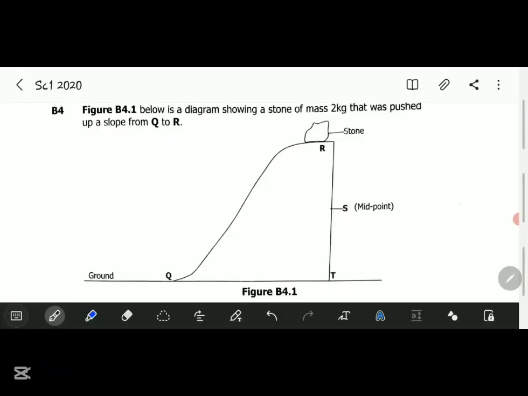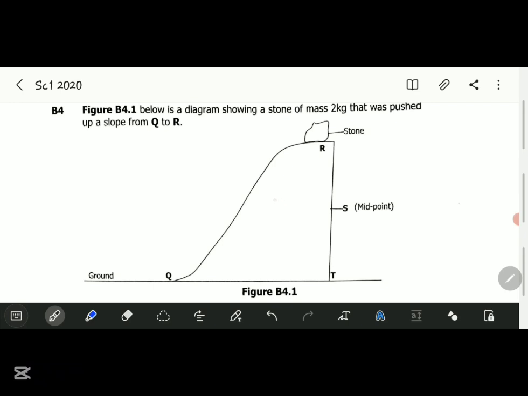In this video, we will be looking at the November 2020 Science Paper 1, question B4. Question B4 reads, Figure B4.1 below is a diagram showing a stone of mass 2 kilograms that was pushed up a slope from Q to R.